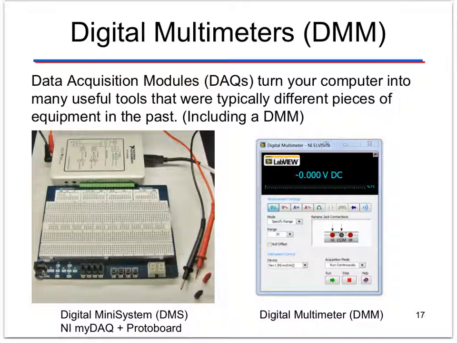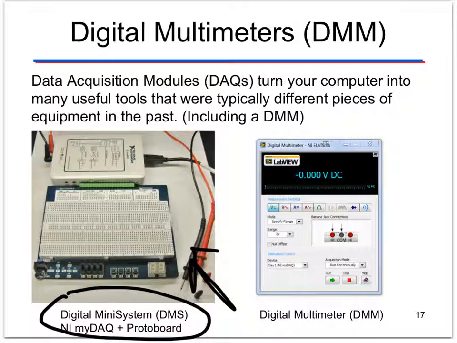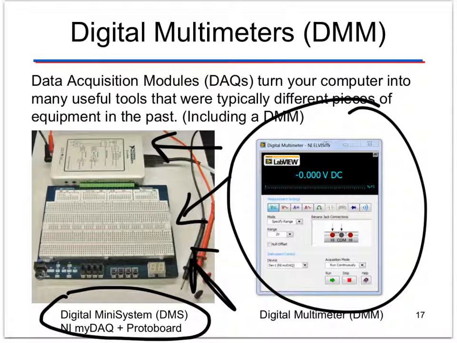Also on your computer, you have a digital multimeter that's connected through your digital mini system. This is a digital mini system. It's something that we use quite often in here. You'll breadboard on this, and this white box here allows you to perform several different tasks, and one of them is a digital multimeter.